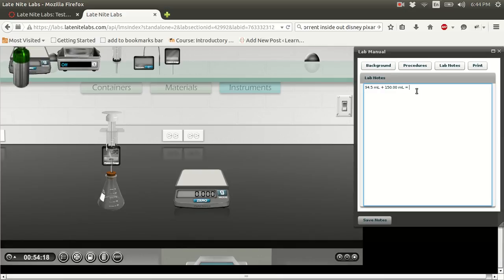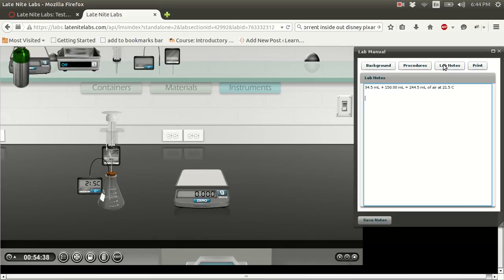So anyways, this is the volume of the air. Whoa, 244.5 milliliters for me. And let me get the temperature, because that was another step, at 21.5 degrees Celsius. All right.